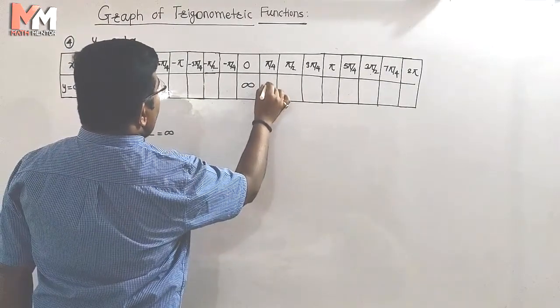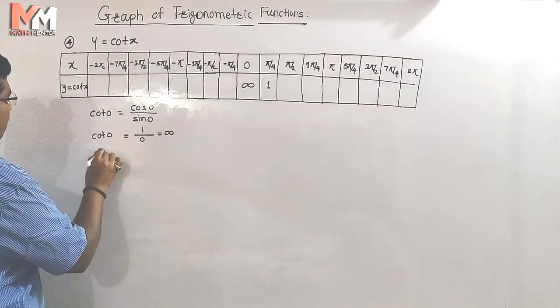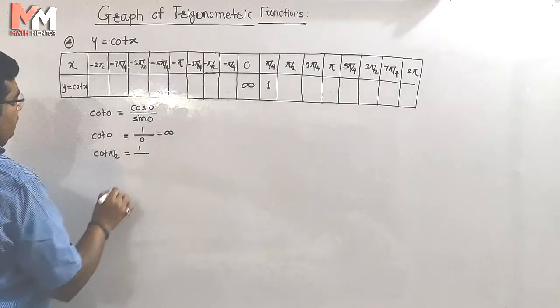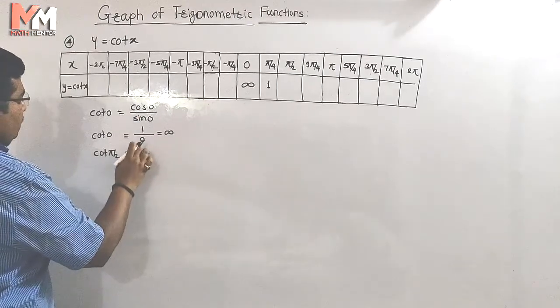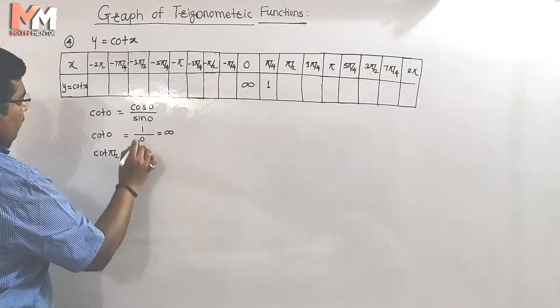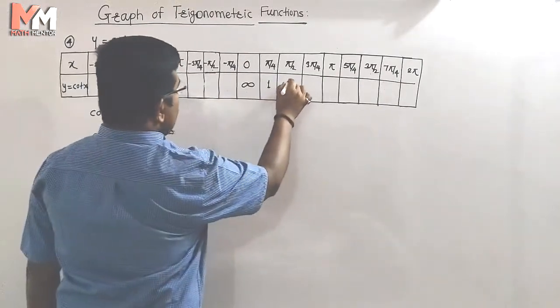Cot pi by 4 is 1. Cot pi by 2 is cos pi by 2 upon sin pi by 2. 0 by 1 is 0, it is 0.